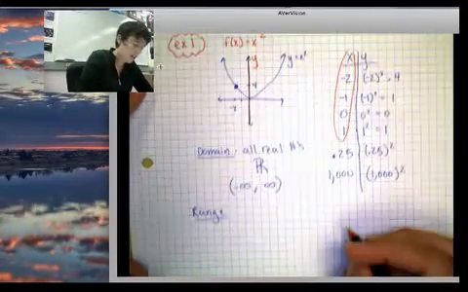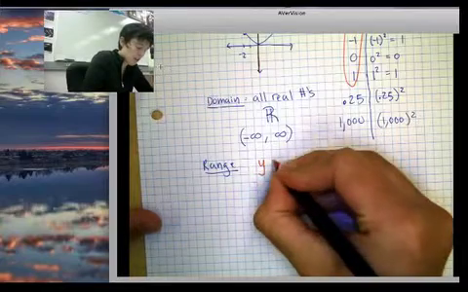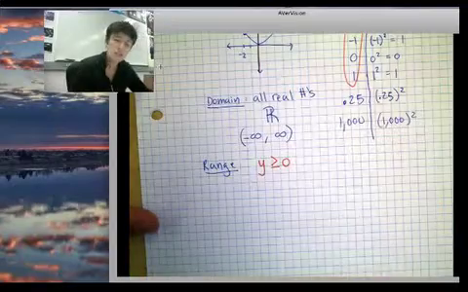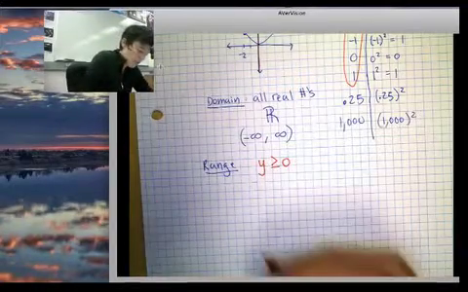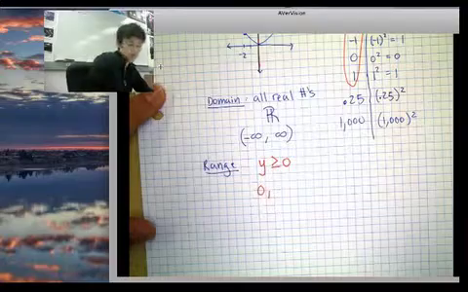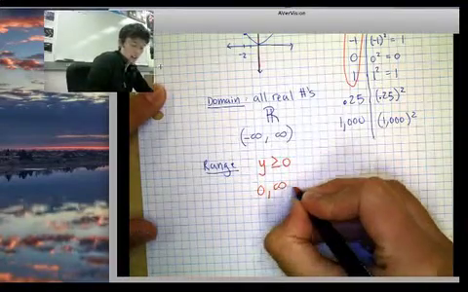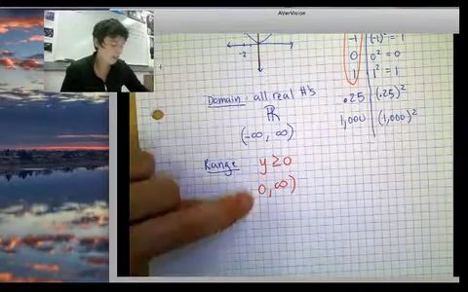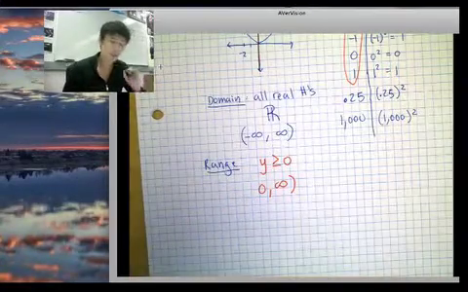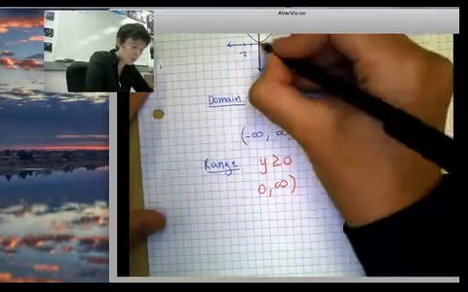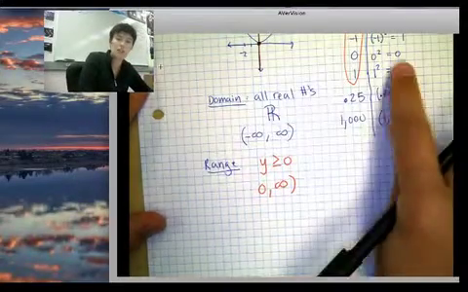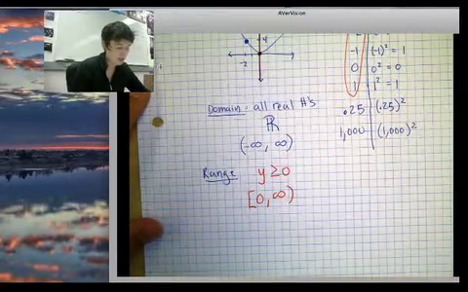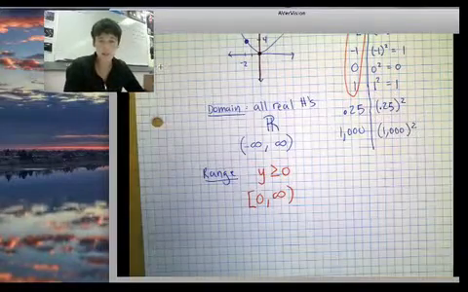To describe that, I could say the y values are greater than or equal to 0. That would be one way. If I want to use interval notation, I'd say it goes from 0 up to infinity. And infinities always get a parenthesis. You have to decide if you're going to use a parenthesis or a bracket here. Because 0 is included, there's a solid point on the graph, and it's in the table up here, I'm going to use a bracket. A bracket would make sense. And then there's my domain and range.